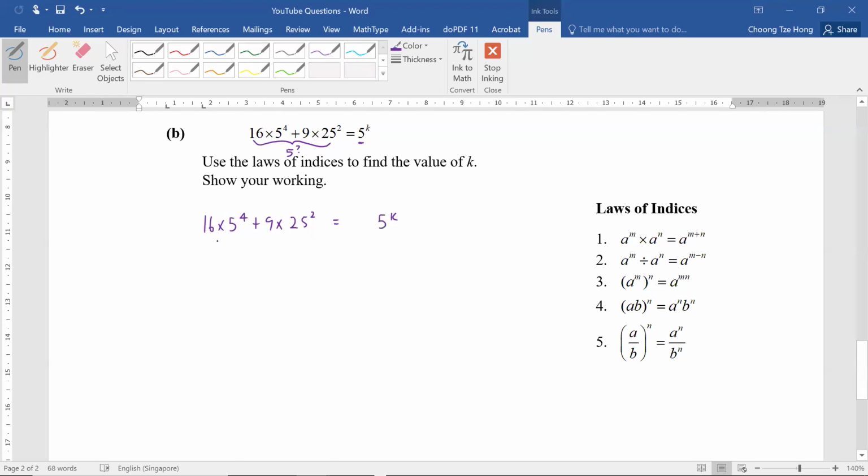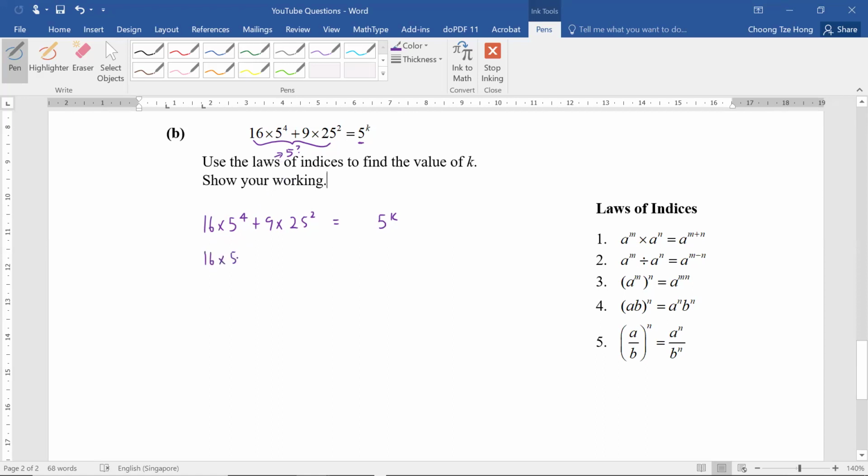Okay, so if you look at the left side, we have 16 times 5 to the power of 4, so already base 5, plus 9 times 25 squared. Over here, 9 times 25 squared, we don't have anything in terms of base 5. But can we transform it into something that consists of base 5? Because remember, our final objective is to have base 5 to the power of something, right?